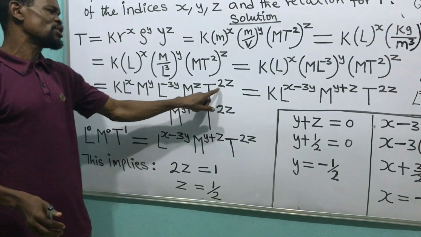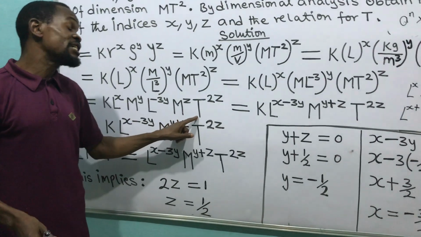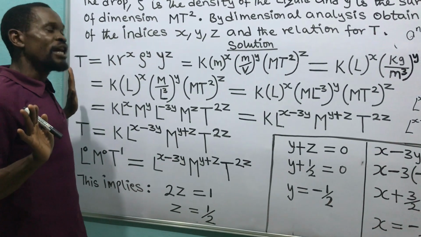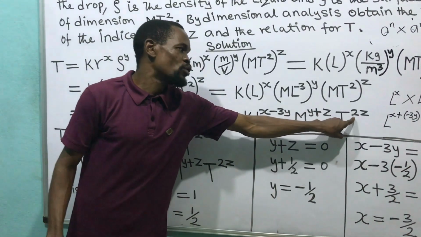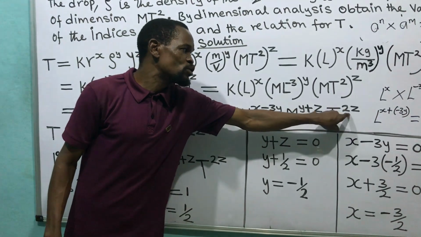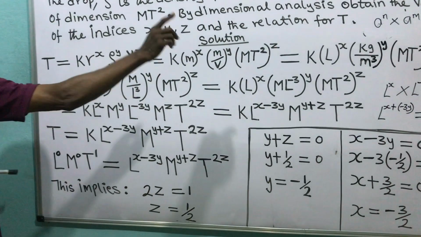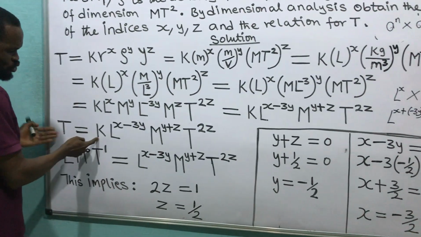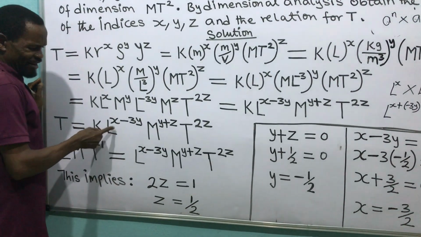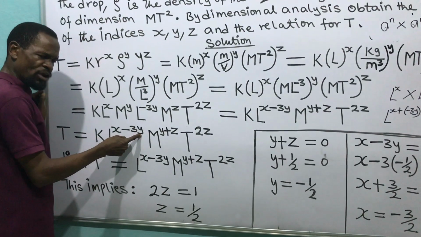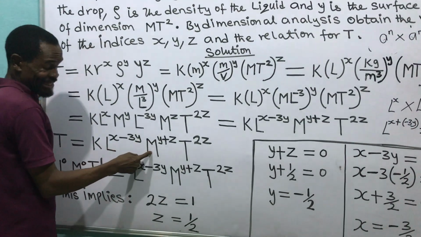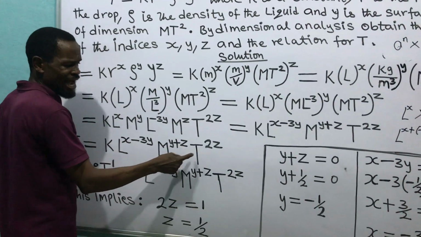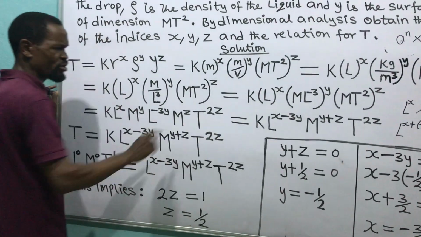Then this t raised to the power 2z doesn't have anybody in like term, so I have to leave it as t raised to the power 2z. Now, t is equal to k times L raised to the power x minus 2y. Nobody is confused, I will get that. Capital M raised to the power y plus z, nobody is confused about that. And t raised to the power 2z, nobody is confused about that.